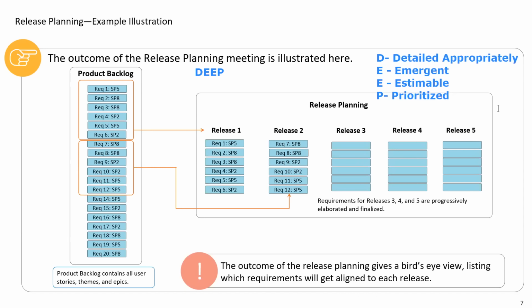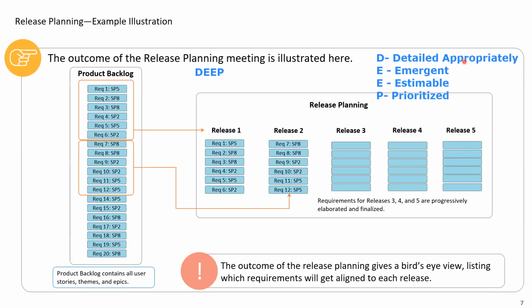Now, a good product backlog is characterized by the acronym DEEP, where D stands for detailed appropriately, which means that at any point of time, you do not freeze the product backlog. In a product backlog, the high priority user stories or requirements that are at the top should be highly detailed, should be granular. Whereas those requirements which are at the lower end of the product backlog can be less detailed.